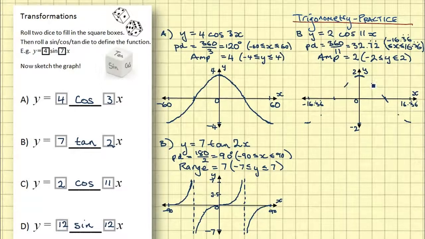Join them together. Put our lines in first. Okay. And we will have completed. There we go. Completed our second cosine graph.